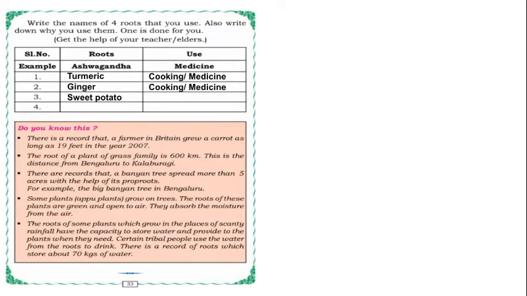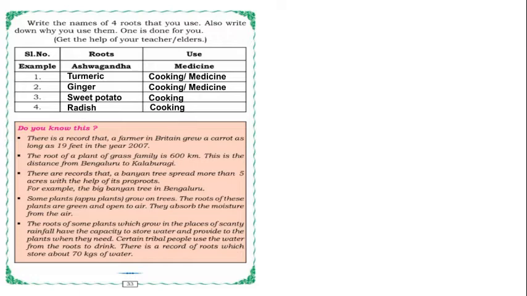Ginger, this is also a root. This also grows underground. Yes, no? Yes, ginger is also used for cooking and medicine. Sweet potato, in cooking. Potato also is a root vegetable and is used for cooking. And next one is radish. Radish also we use in our cooking, children.